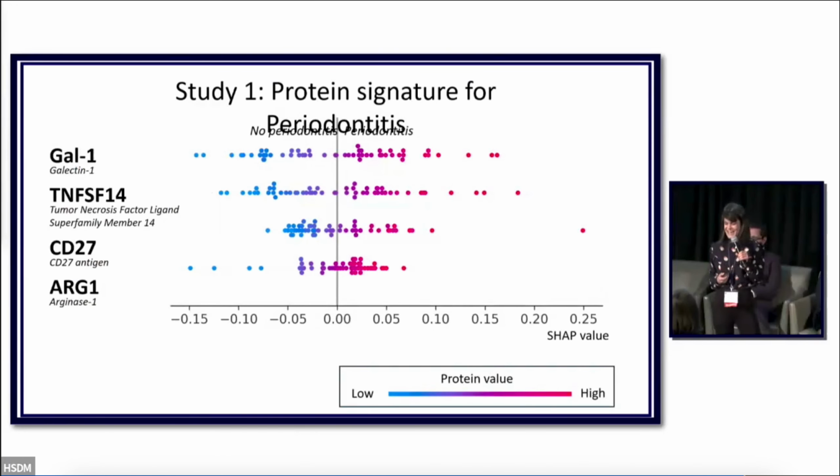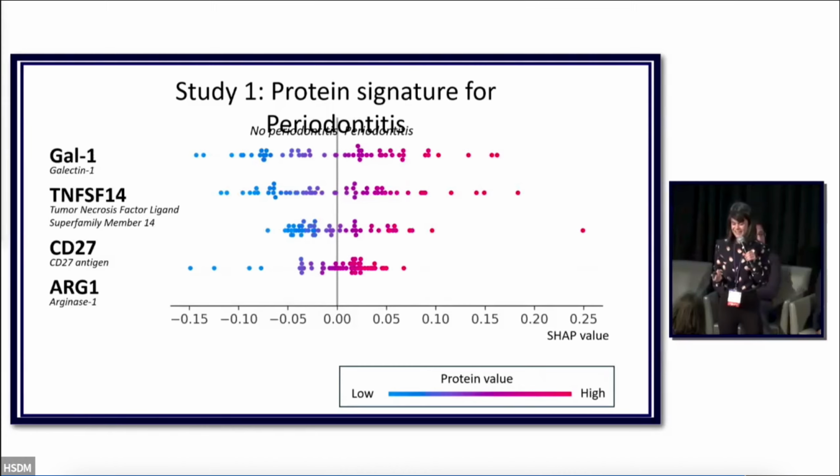This is the results. This is the protein signature for periodontitis, the one that was identified from the machine learning methodology. And here you can see the top 4 proteins. But what does this graph mean? We see two sides. On the right side is the prediction which contributes to periodontitis. On the left side is the no periodontitis prediction. And we see on the right side all these pink points, and on the left side the blue.